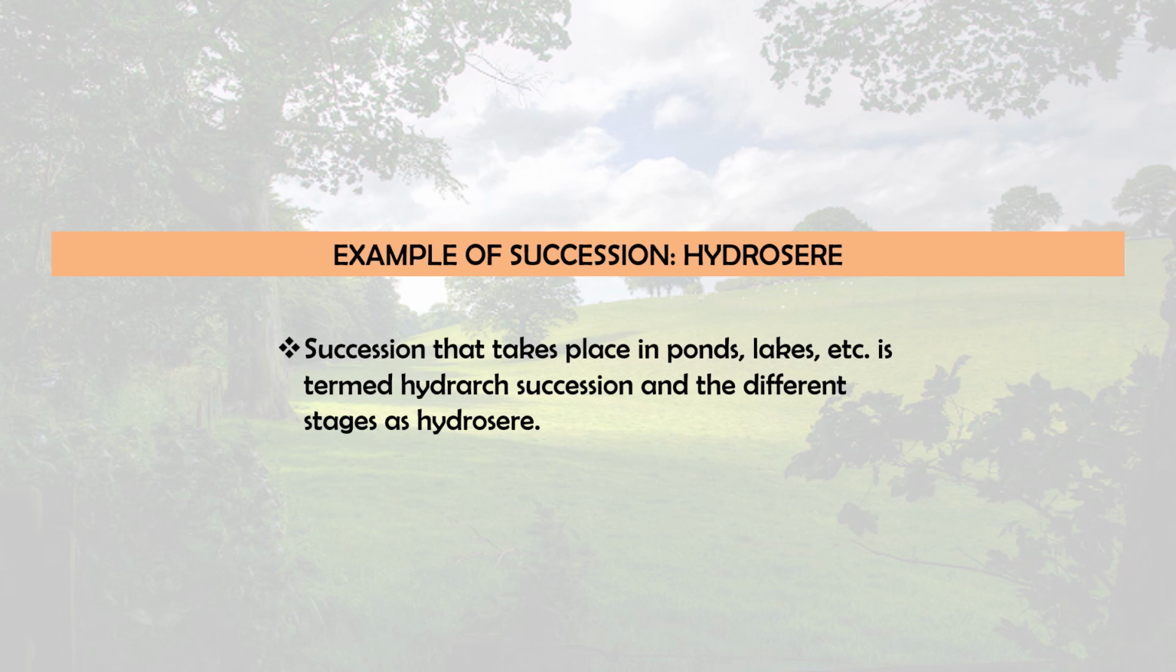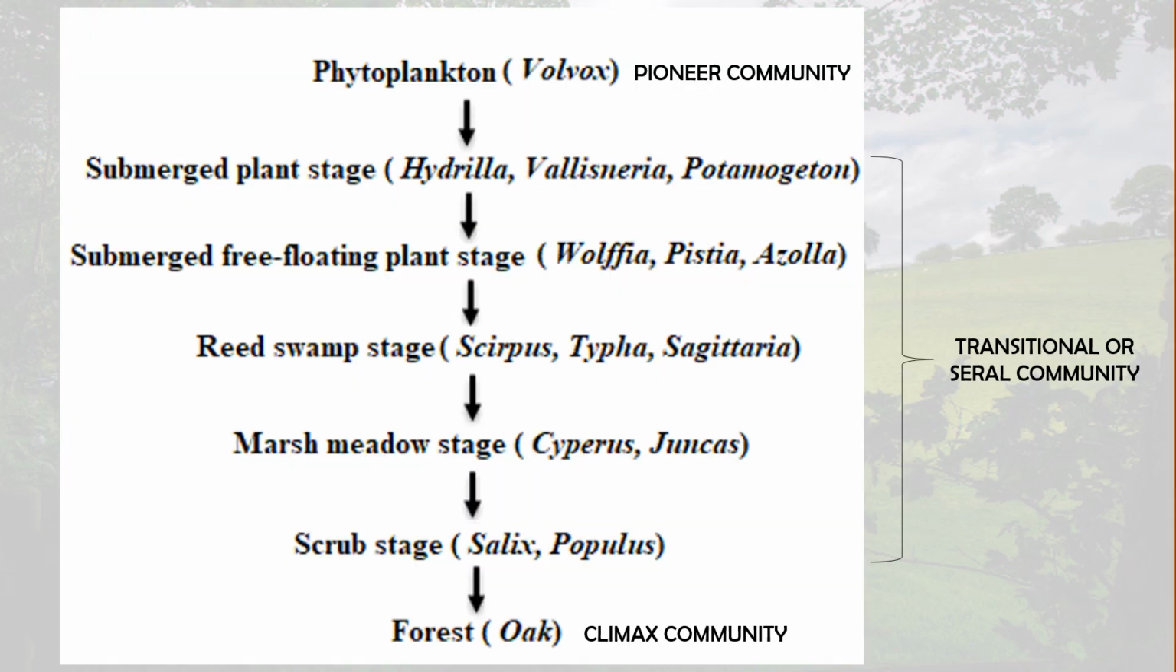So the different stages and processes which cause the development of a climax community are phytoplankton stage, rooted submerged stage, rooted floating stage, reed swamp stage, marsh meadow stage, scrub or woodland stage, and last is the forest stage, that is the climax community. So we have to discuss one by one.